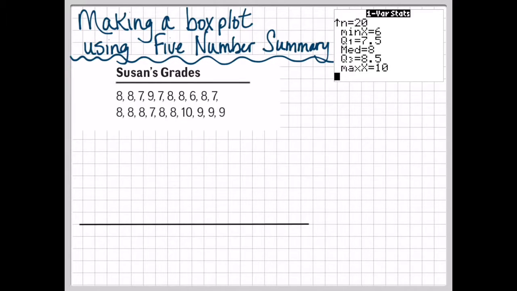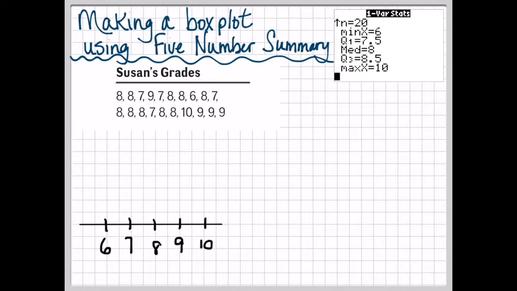was 10. So when I want to make this by hand, the first thing I need to think about is the number line. So I'm going to start at my lowest value of 6, and I'm going to go up to my highest value of 10, and count by ones because these numbers are super close together. So I don't need all this extra space on my number line, so I'm going to get rid of that. Now I need to use those values from the 5-number summary to make the actual box plot.